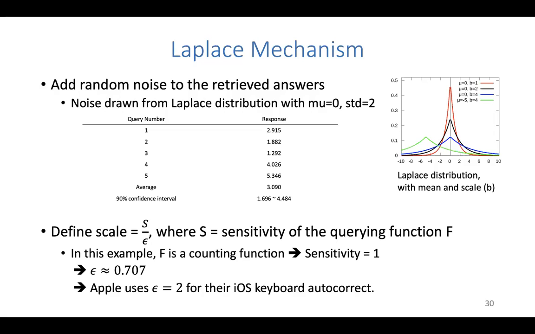Maybe if one of the attendees has a pretty good idea, but for me, this is all theoretical and mathematical and all good, but still, how should I feel about Apple using an epsilon value of 2? Does it mean that my privacy is at risk or not? It's really hard to tell.